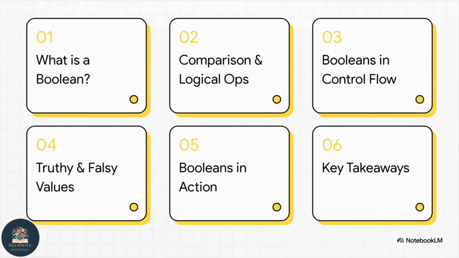Here's what we're going to cover. We'll start with the absolute basics, what a Boolean even is. Then we'll look at the tools we use to create them, see how they control a program's path, uncover some of Python's hidden Booleans, and finally put it all together with real-world code before we wrap up.